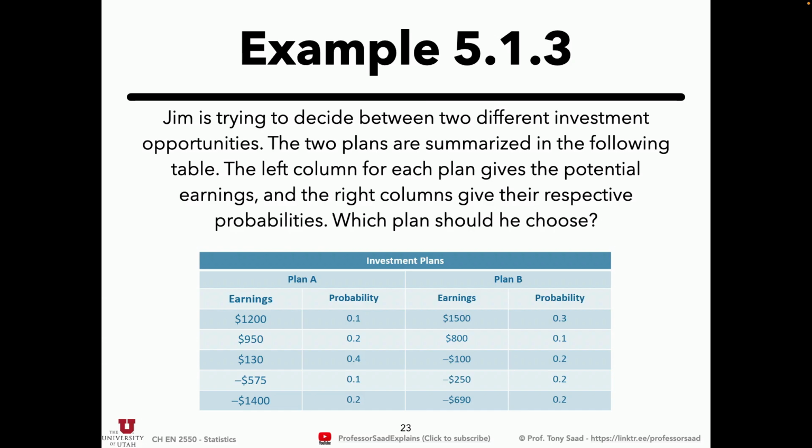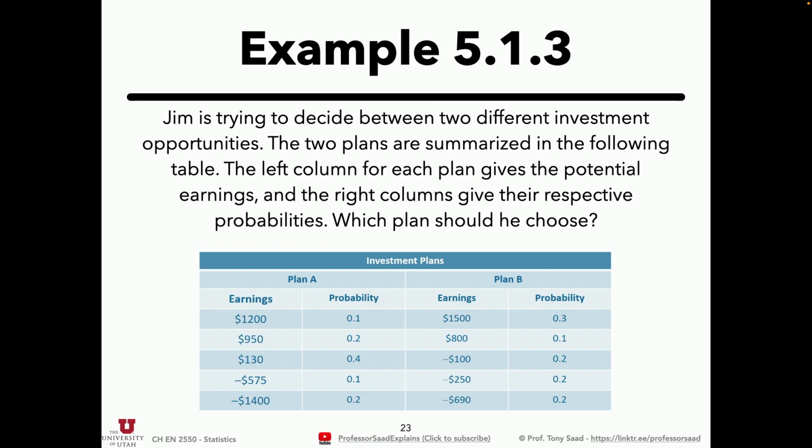So let's do an example. Jim is trying to decide between two different investment opportunities. There are two plans, A and B. The two plans are summarized in the following table. The first column shows the earnings, and the second column shows the likelihood of getting those earnings. So, $1,200, there's a 10% chance. $950, there's a 20% chance. There's a 40% chance of making 130, a 10% chance of losing 575, and so on. And there's another plan over here.